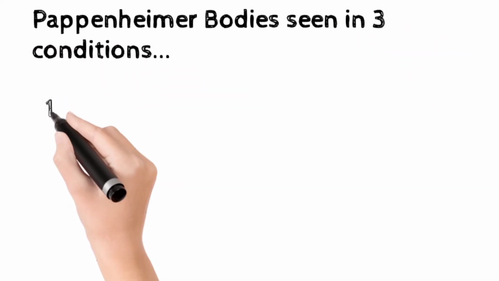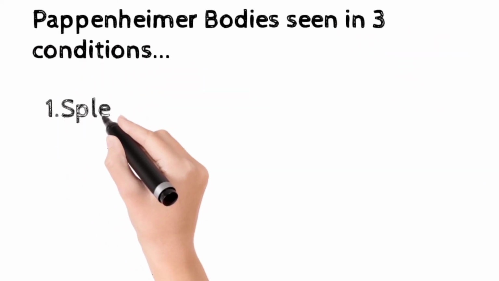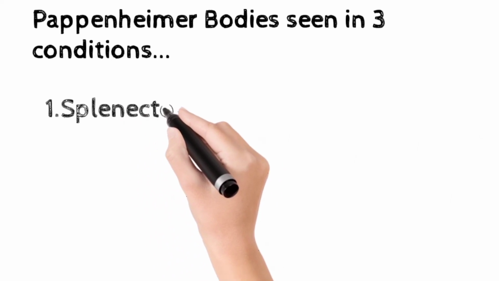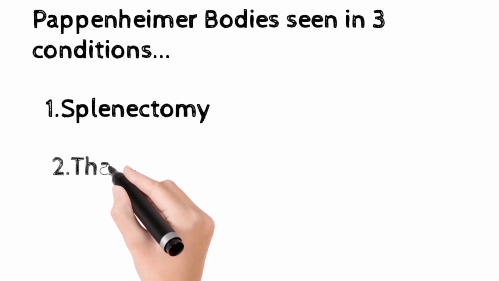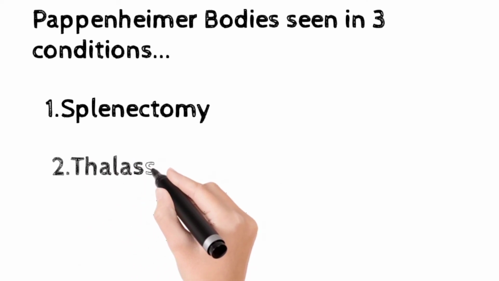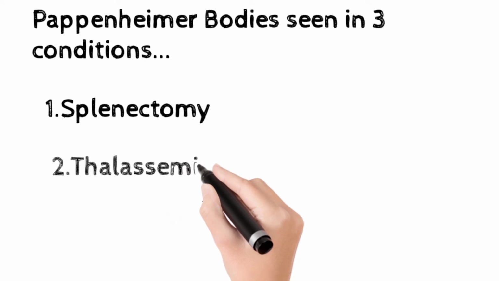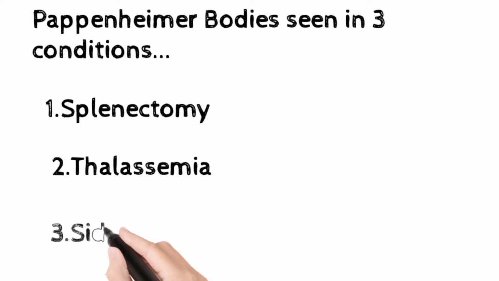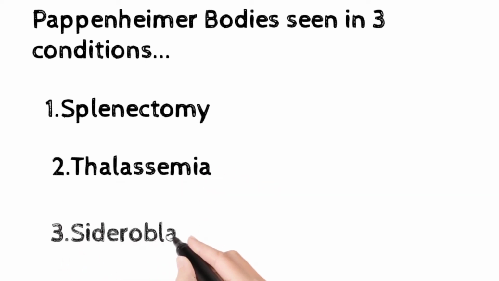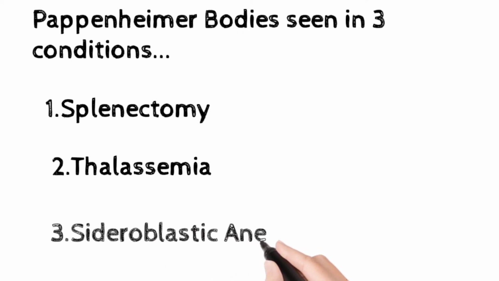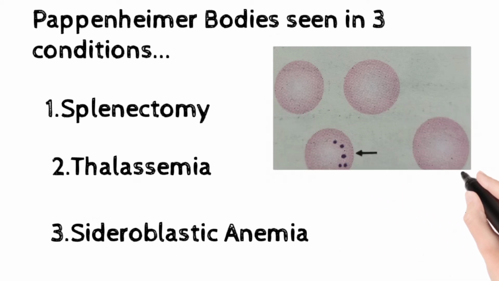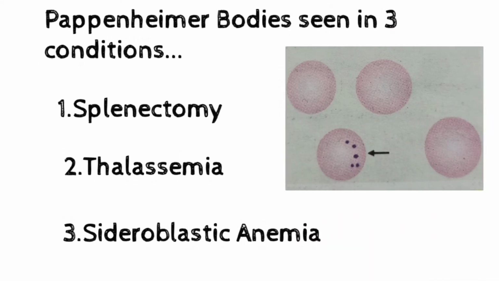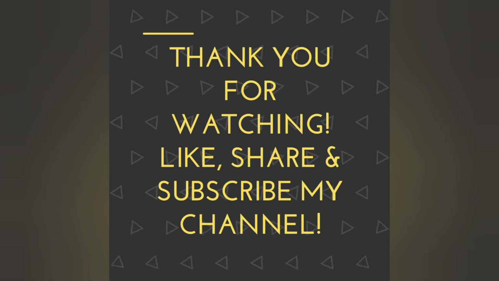So these Pappenheimer bodies are seen in mainly three conditions. The first one is splenectomy patients, then thalassemia patients, and sideroblastic anemia. Here in the diagram you can see Pappenheimer bodies which are iron granules and are not evenly distributed.